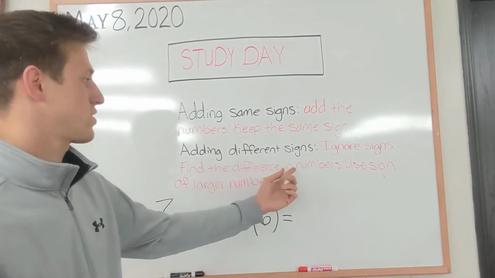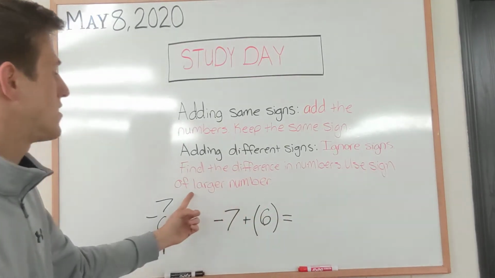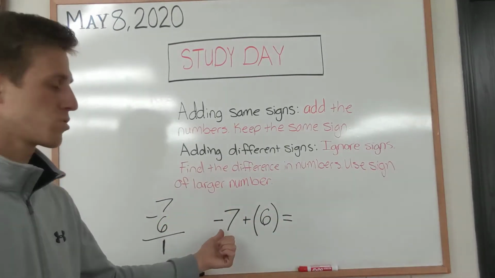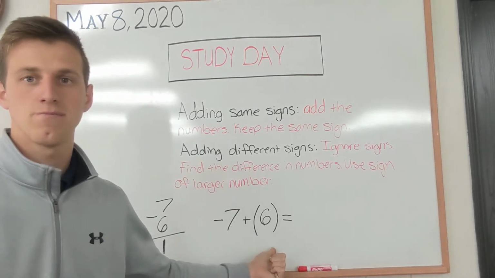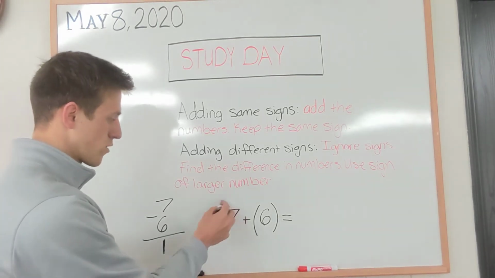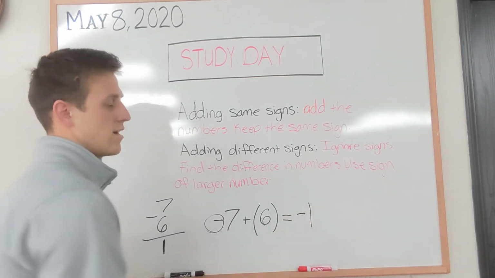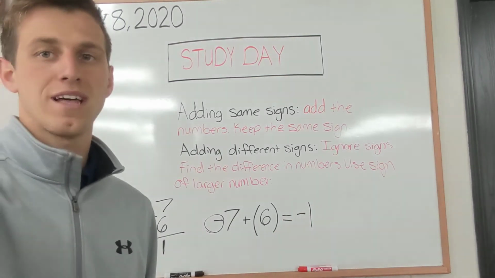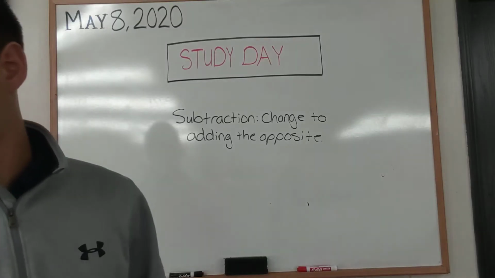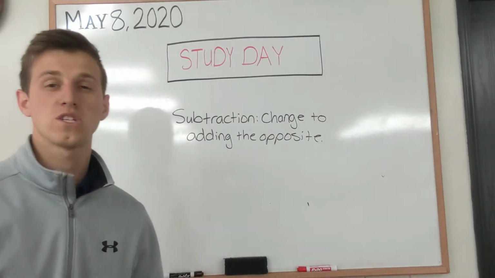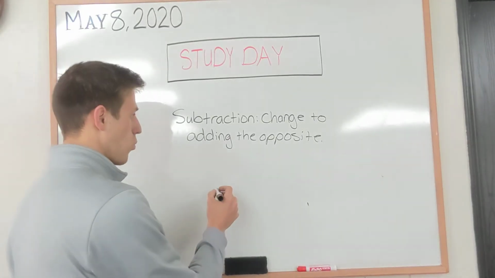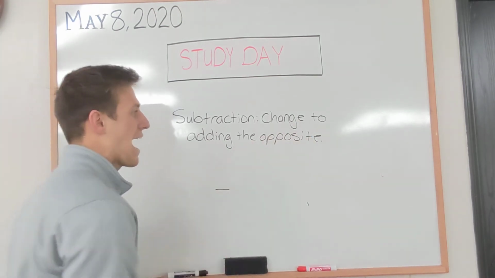So after we find the difference in the numbers, we use the sign of the larger number. Which one's larger, 7 or 6? 7 is right, and our larger number is negative, so our answer is going to be negative, all right? So that's addition.